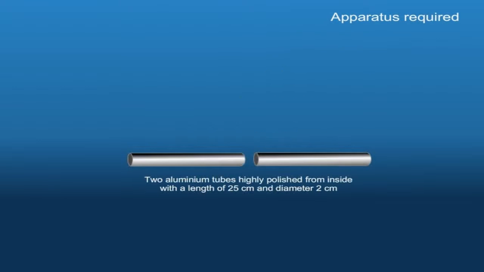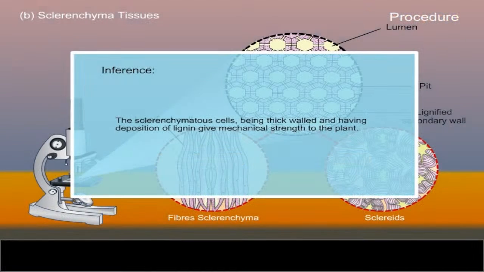To verify the laws of reflection of sound. Apparatus required: 2 aluminium tubes, highly polished from inside, with a length of 25 cm and diameter 2 cm.